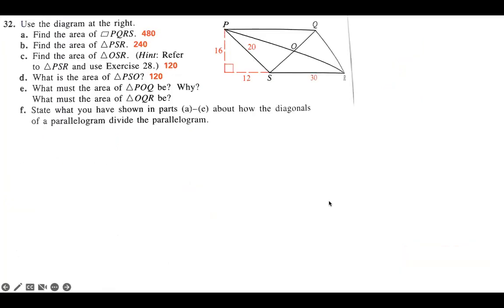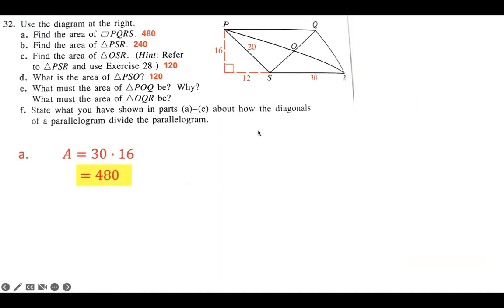All right, last question. We have a parallelogram. I cut out that portion of it, but it says PQRS is a parallelogram right there. It says find the area of parallelogram PQRS. Well, the formula for a parallelogram is base times height, and those values are given. The base is 30 and the height is 16. So it's 30 times 16, which is 480.